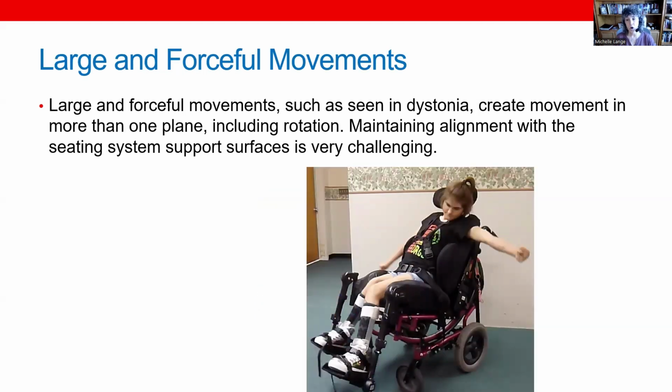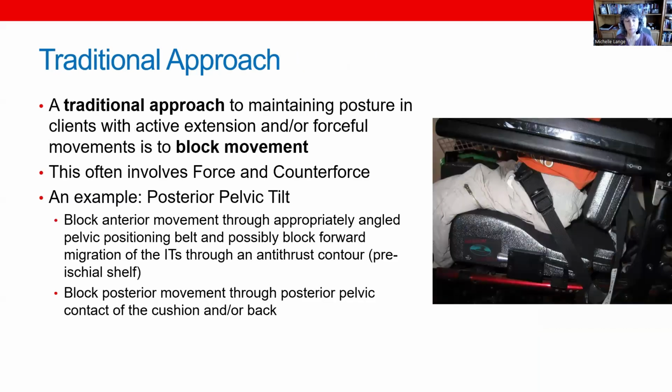We might see large and forceful movements such as dystonia in combination with this extension or separately. And this is going to create movement in more than one plane, including rotation, which is really hard to control. So maintaining alignment as this person is moving in relation to the support surfaces is very challenging.